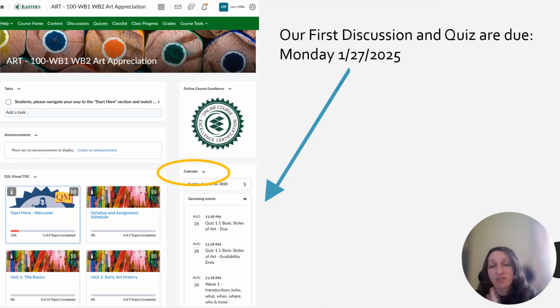Okay, so our first discussion and quiz are going to be due on the 27th. There's this awesome little calendar thing that pops up every semester, and it's kind of telling you exactly when stuff is due. So if you're ever thinking that you should be seeing something, but you're not seeing it, shoot me an email. That's what I'm here for. I'm more than happy to say, hey, I made a mistake, I put the year 2024 instead of 2025. Things like that happen. So don't hesitate to email me and say, I think I should be seeing a discussion that I'm not seeing.